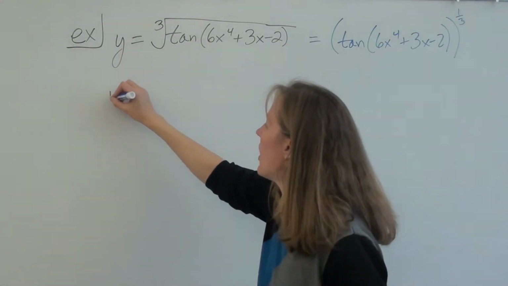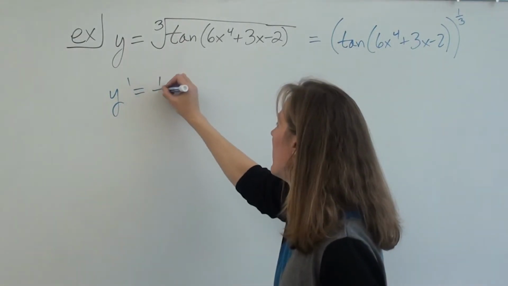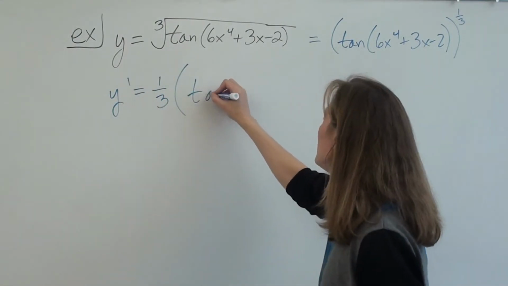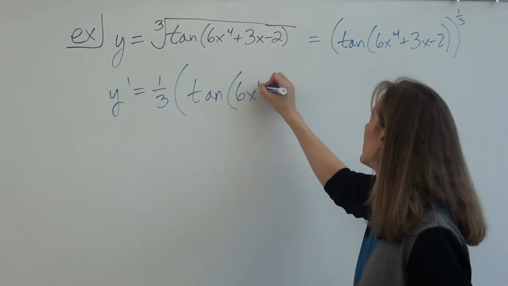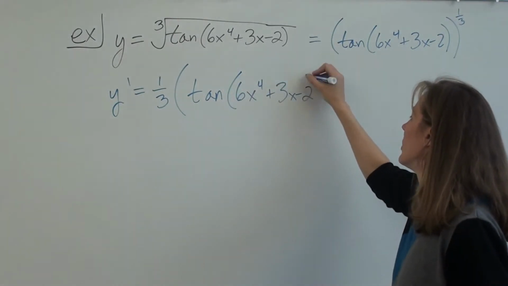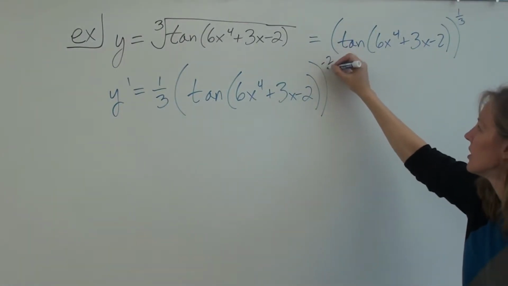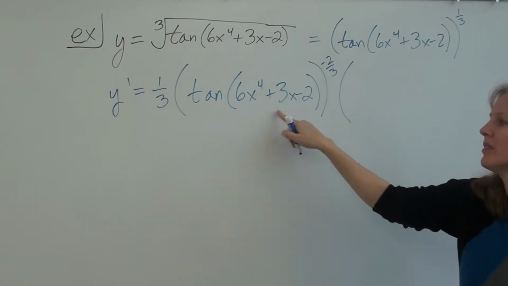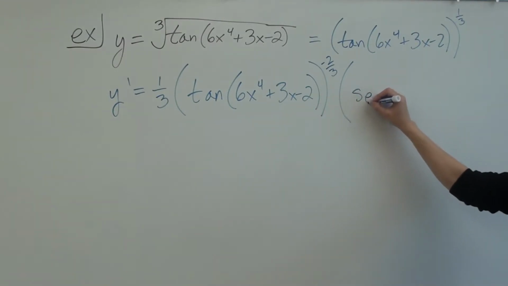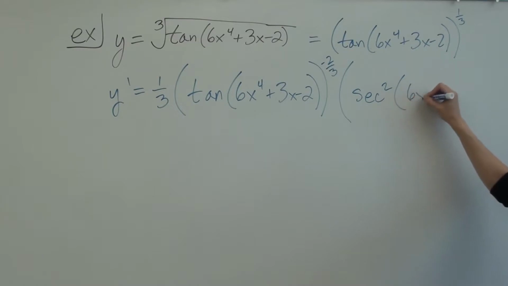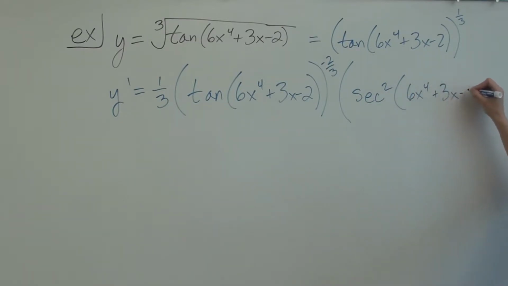Okay, so our y prime, doing a chain rule, we have 1/3 times whatever's in there, doesn't change, raised to what power? Negative 2/3. Okay. Times the derivative of tangent, which is secant squared of x minus 2. Now times 4x cubed plus 3. Like second semester. Yeah, that's a pain. Okay?